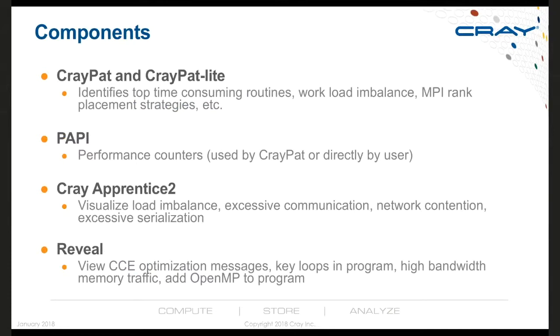The final component is Reveal, and this is a tool that allows you to view the Cray compiler optimization messages. It also allows us to show you key loops in a program that would be most important to try and parallelize. We can give you high bandwidth memory traffic, and also the tool will assist with adding OpenMP to a program.